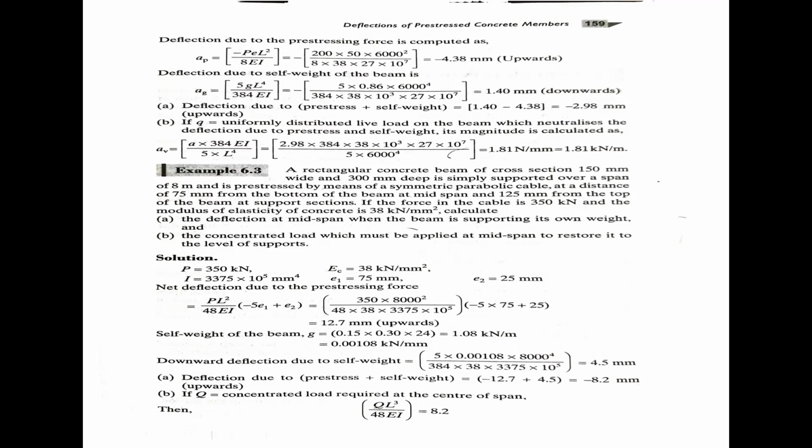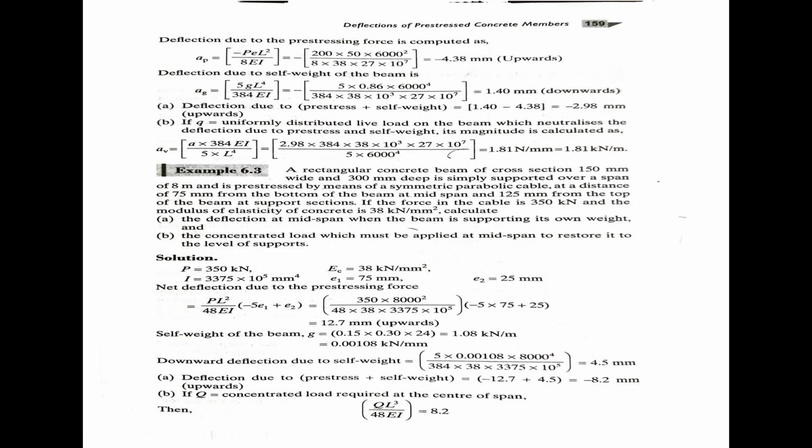Okay. Now, two eccentricities are given; we have to take them. First, 75 mm and 125 mm, so we have to get the eccentricity. Now, the modulus of elasticity of concrete is also given as 38 kN per mm squared. And the force in the cable is 350 kilonewtons, so the prestressing force is also given as 350 kilonewtons.